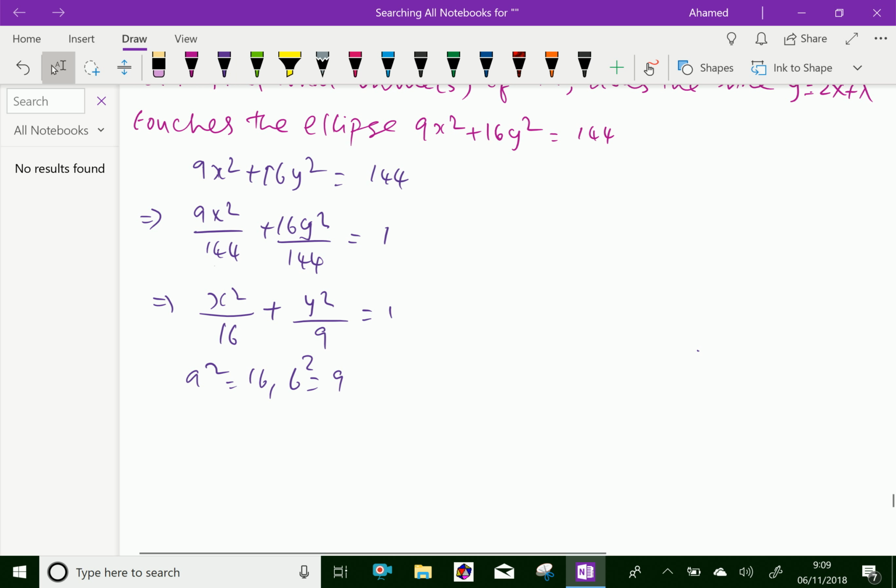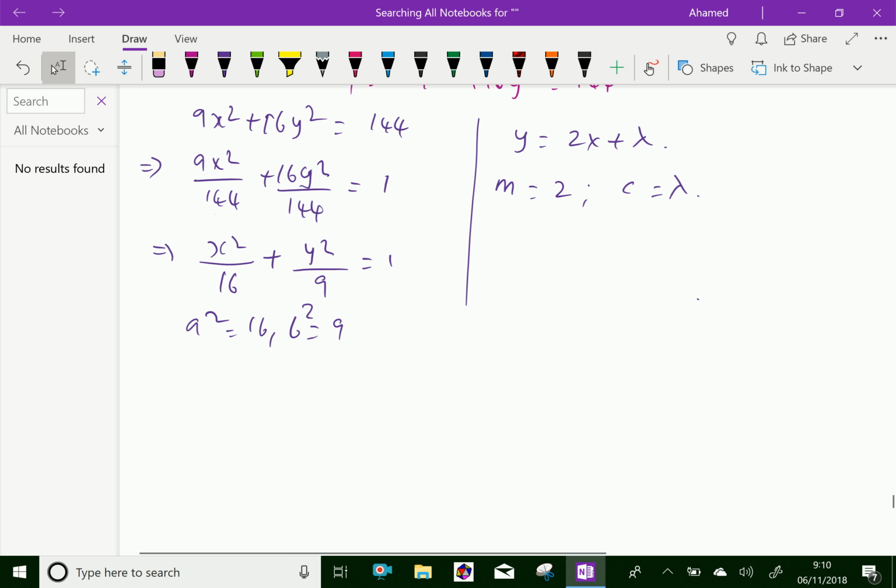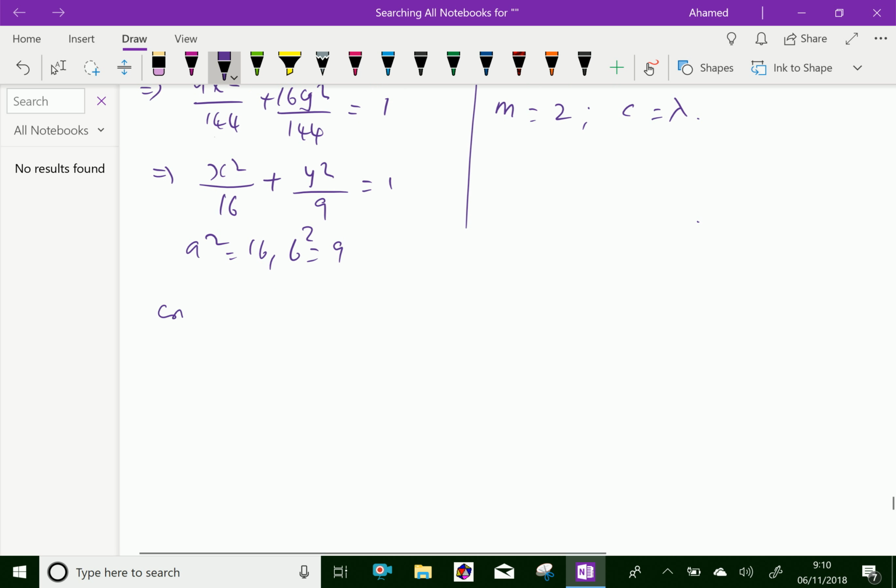Here the given equation of the straight line is y equals 2x plus lambda. Here the slope of this line is m equals 2 and c equals lambda. Now the condition of tangency: c equals plus or minus square root of a squared m squared plus b squared.